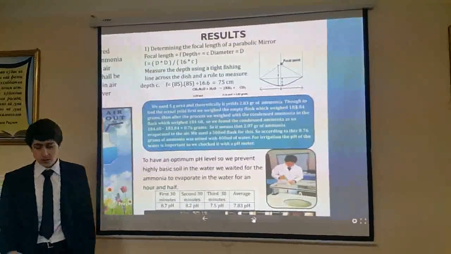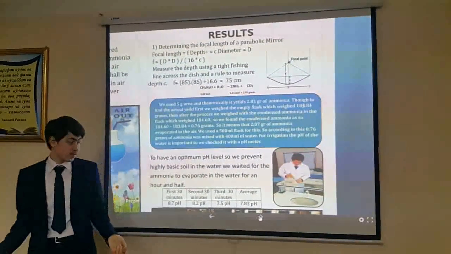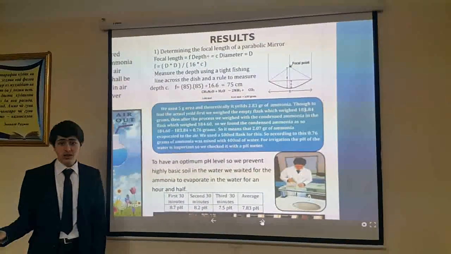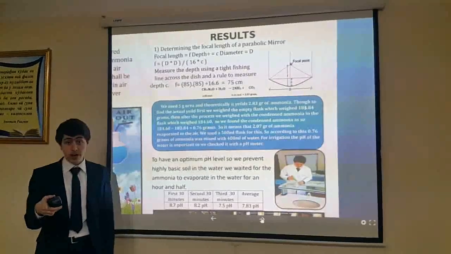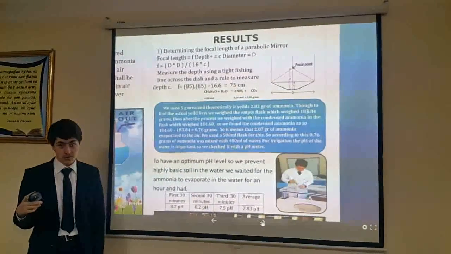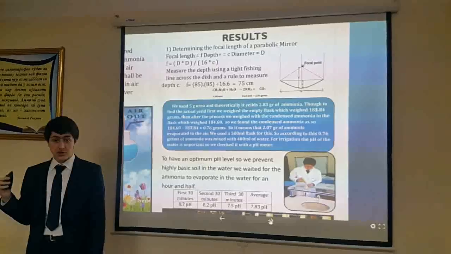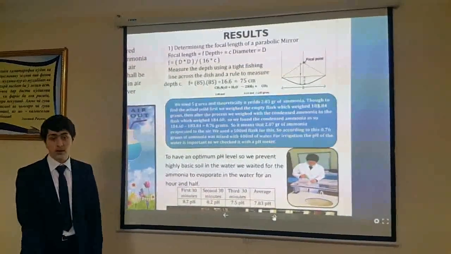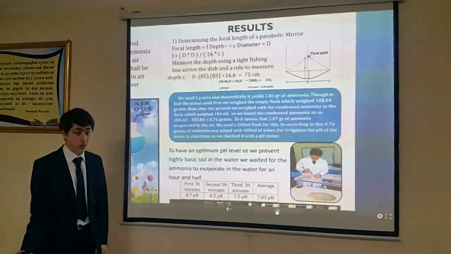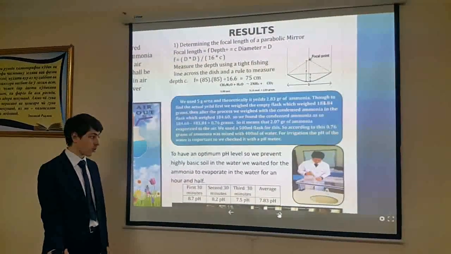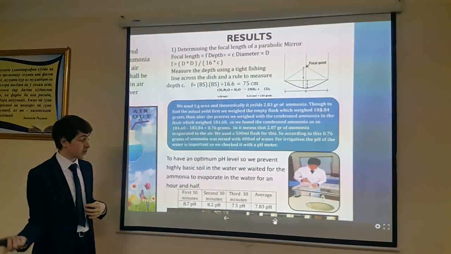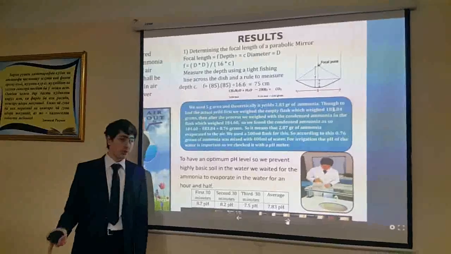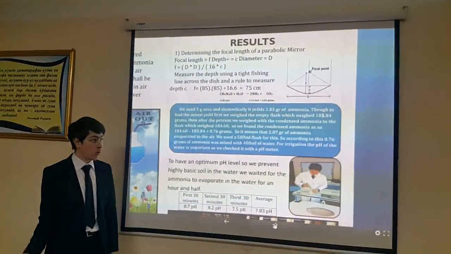Then we also found out how much ammonia mixed with the water. Now why? Because as you remember, I told you that ammonia has a high concentration of nitrogen, and nitrogen promotes plant growth. So if we know how much ammonia mixed with the water, we can know how much the plant grows. So we use 5 grams of urea, and theoretically, according to the equation, it will yield 2.83 grams of ammonia.